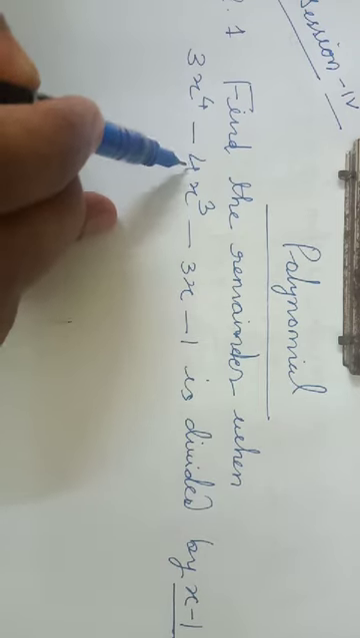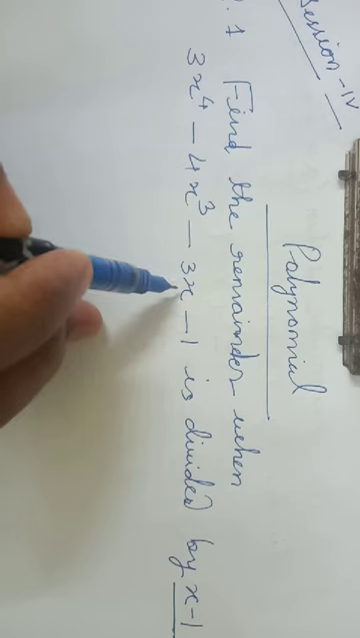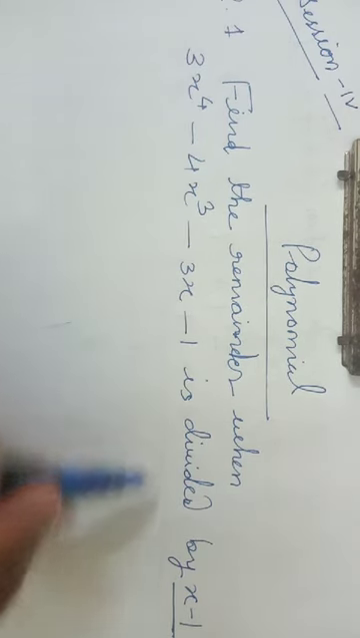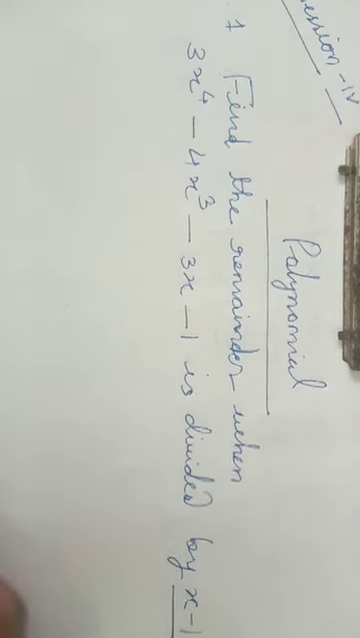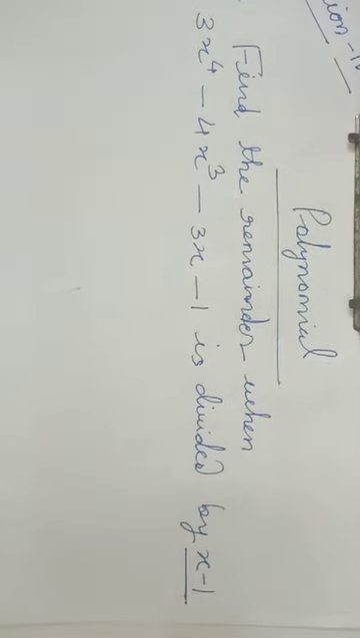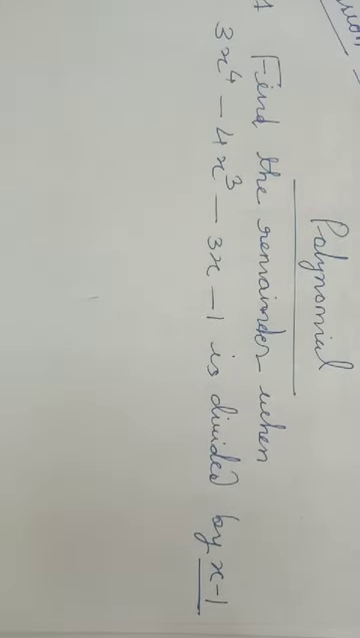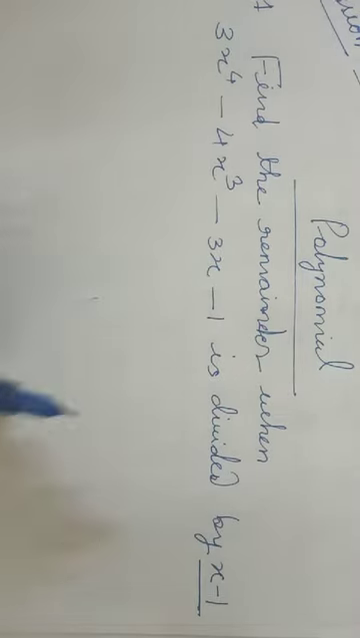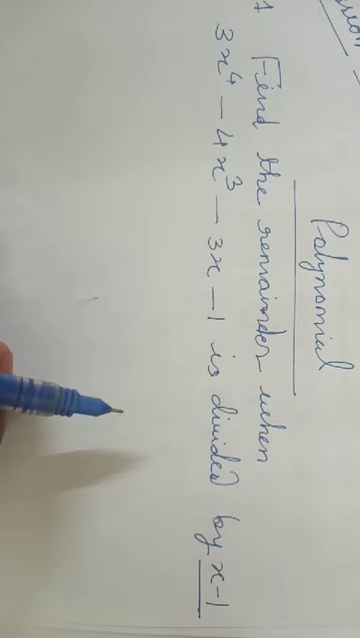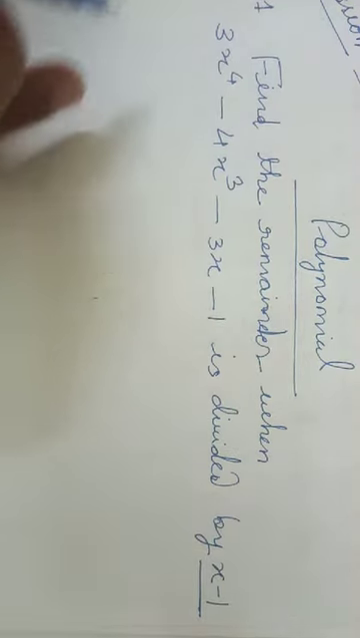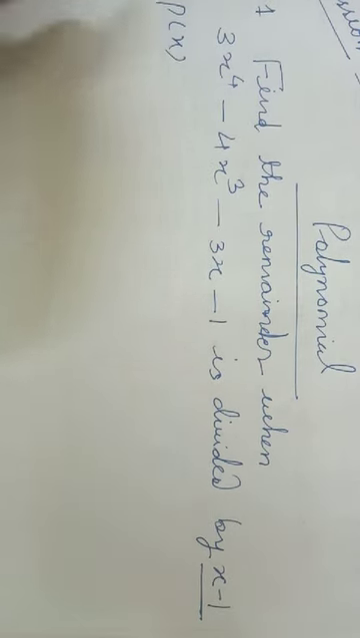3x raised to the power 4 minus 4x cube minus 3x minus 1 is divided by x minus 1. Now you have two methods. One is the long division method and the second one is the remainder theorem method. And using the remainder theorem method, we have the polynomial p of x.